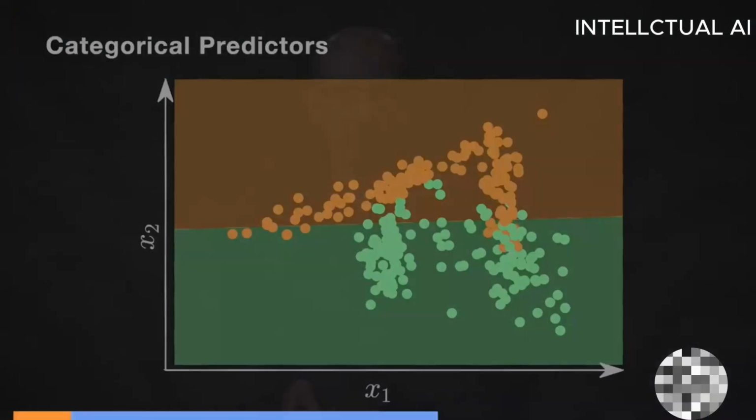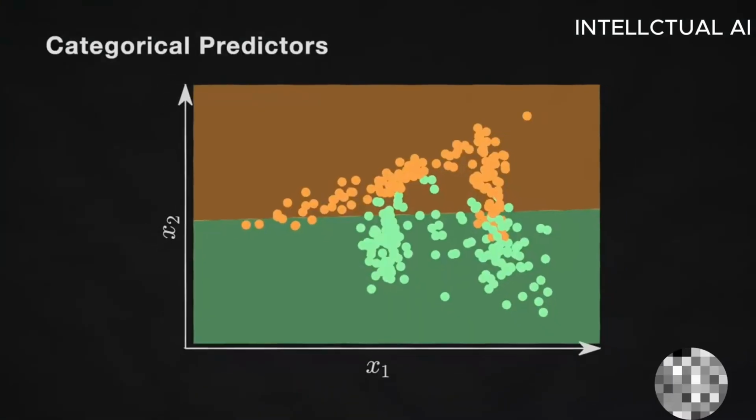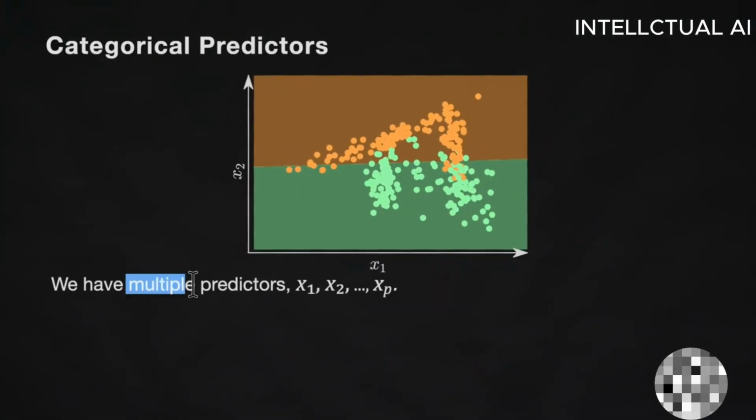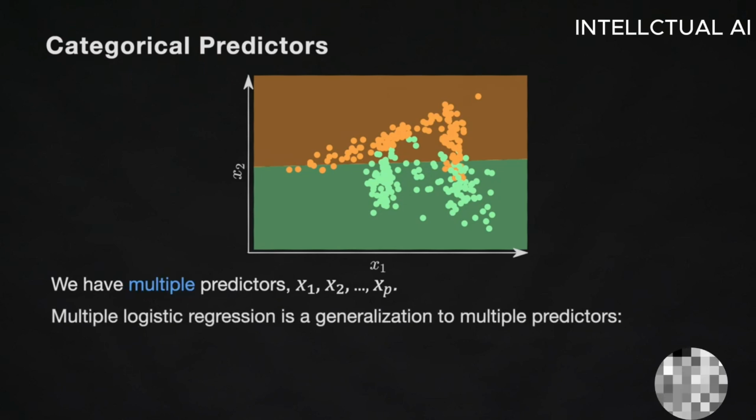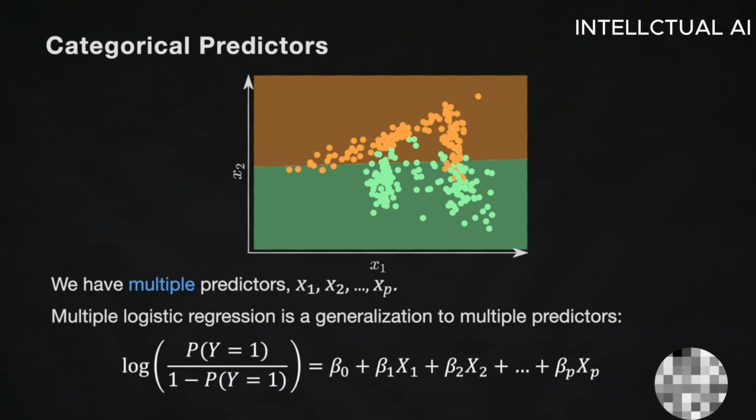How can we estimate a classifier based on logistic regression for the following plot? The challenge here is that we have multiple predictors, x1, x2, and xp. Well, multiple logistic regression is a generalization for multiple predictors. So now the log odds will be just adding extra predictors to the linear relationship. So beta 0 plus beta 1 x1 plus beta 2 x2, etc.